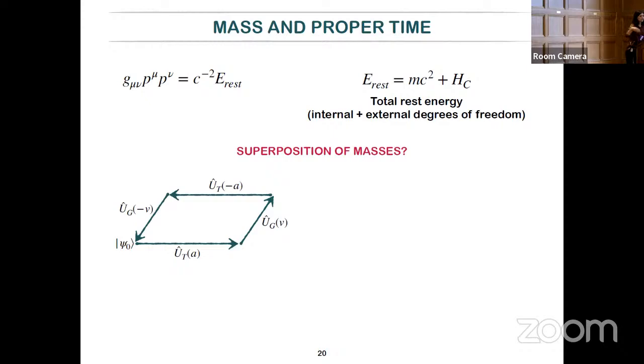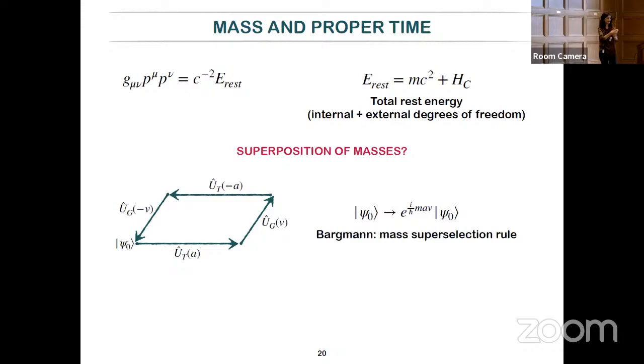Now we know that these unitary operators all have a representation. So if I represent them and multiply all four of them one by the other, then I obtain a global phase in front of psi zero that has that form, where m is the mass of our particle, the particle that we boosted. Clearly, if we have just one particle with a fixed mass, this is not a problem, this is just a global phase, it goes away. But if we have a superposition of masses, then this phase becomes a relative phase.